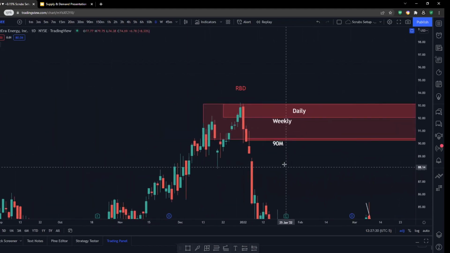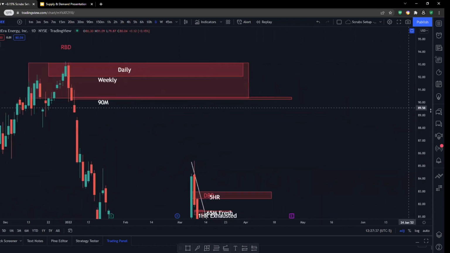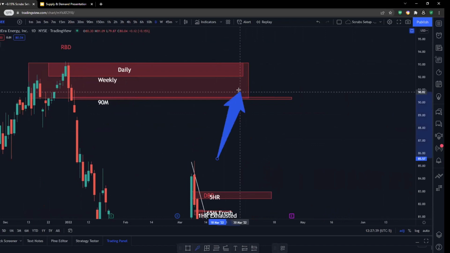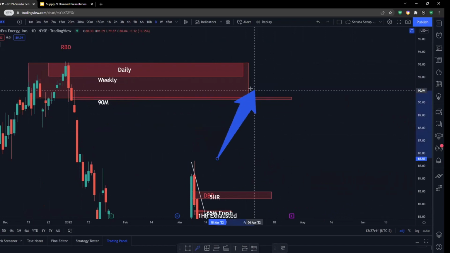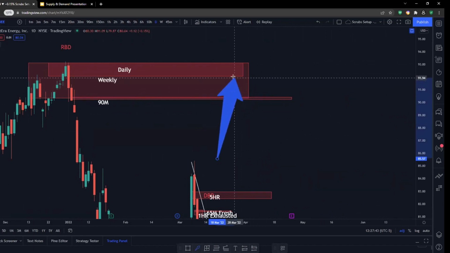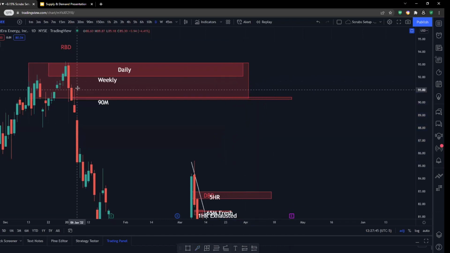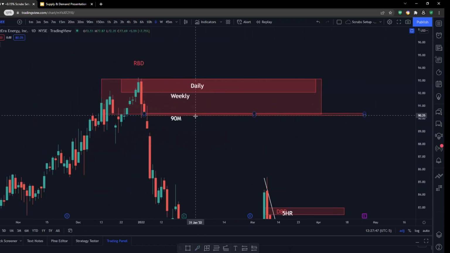Just another pro tip: when a zone forms, in this case a supply zone, it will stay here for 3 months, 6 months, a year. It does not matter. It will still stay here because these are all limit orders. And whenever the price action inevitably comes back into this box area, that is when the sell orders will activate. So you just leave these on your chart.